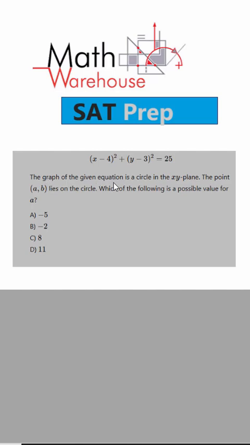The graph of the given equation is a circle in the xy plane. The point (a, b) lies on the circle. Which of the following is a possible value for a? They give -5, -2, 8, and 11. The equation is (x - 4)² + (y - 3)² = 25.